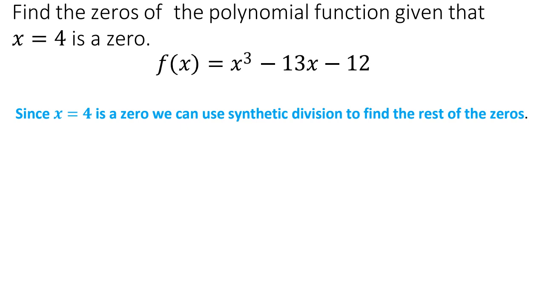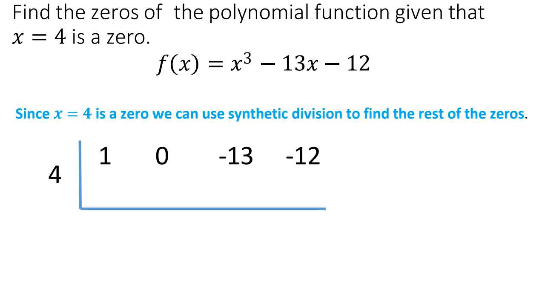Let's also review synthetic division, because you might see it on a test coming up. Since they tell me that x equals 4 is a zero, I'm going to use 4 to divide. The reason is that when I divide this, I know that my remainder is going to be 0, and hence my quotient is going to be left as a quadratic.